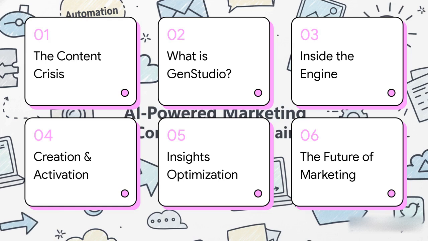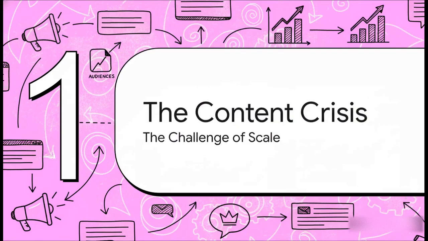Okay, so here's our game plan. We're going to start with what we're calling the modern content crisis. Then we'll introduce GenStudio as the solution. After that, we'll pop the hood and see what makes its engine run, walk through a real-life workflow, see how it uses data to get smarter, and finally, we'll look ahead at what this all means for the future of marketing. So first up, let's really dig into the problem itself.